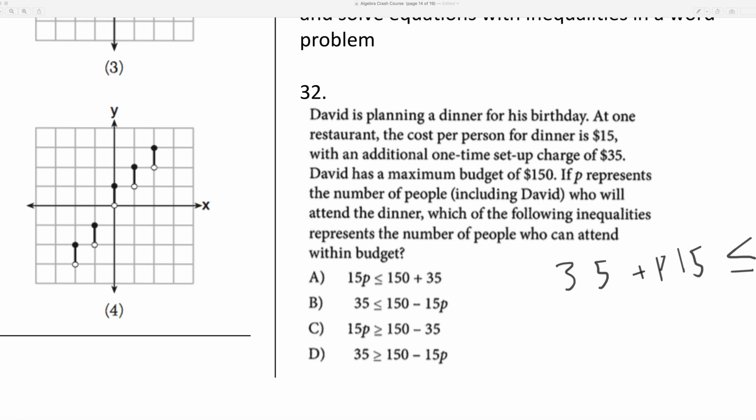Now, they were mean. They didn't have any choice like this. So you would have to solve, you would subtract 35, and this would be the answer. They made you do another step. It would be this one, 150 minus 35, because this has to be the maximum number.